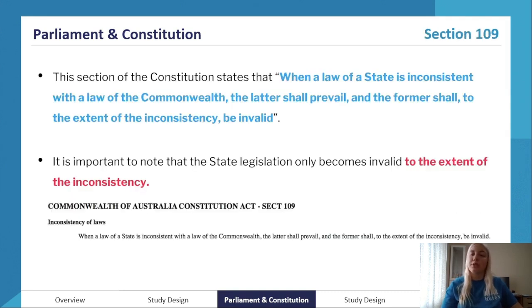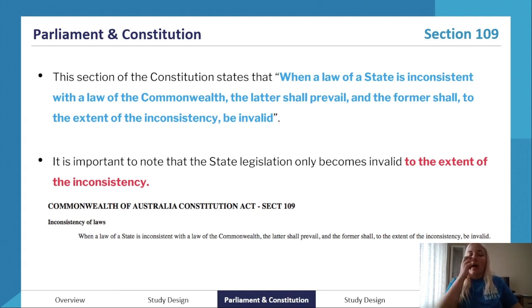So let's see Section 109. Remember, this is really accessible, so you need to be able to explain this in quite a bit of detail. Section 109 explains what occurs if, under concurrent powers, a state law and a Commonwealth law contradict each other. So the actual section of the Constitution explains exactly what's going to happen. When a law of a state is inconsistent with a law of the Commonwealth, so they are clashing, the latter shall prevail, and the former shall, to the extent of the inconsistency, be invalid.